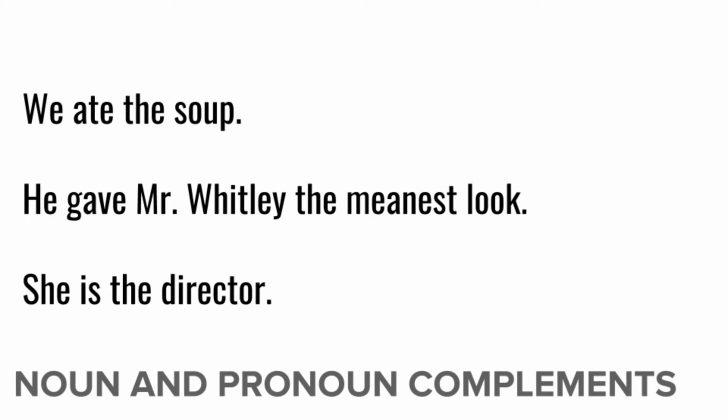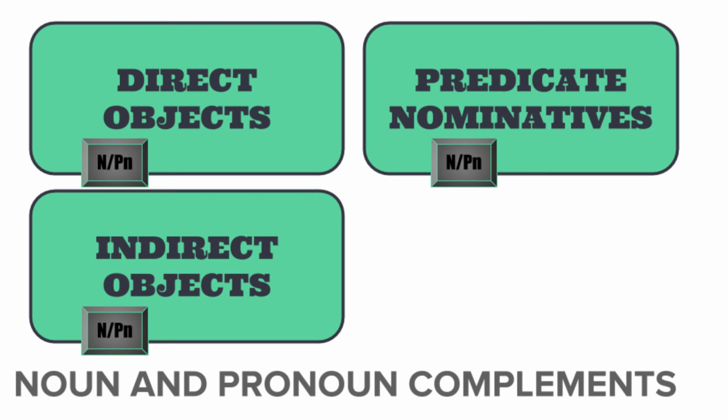Last one, she is the director. She is the subject. Is, in this case, is a linking verb, so it's either going to be a predicate nominative or a predicate adjective. And what is she? The director. Okay, so director is a noun, and it's renaming she. That means it's a predicate nominative, and since it's a noun, that means that direct objects, indirect objects, and predicate nominatives can either be nouns or pronouns.